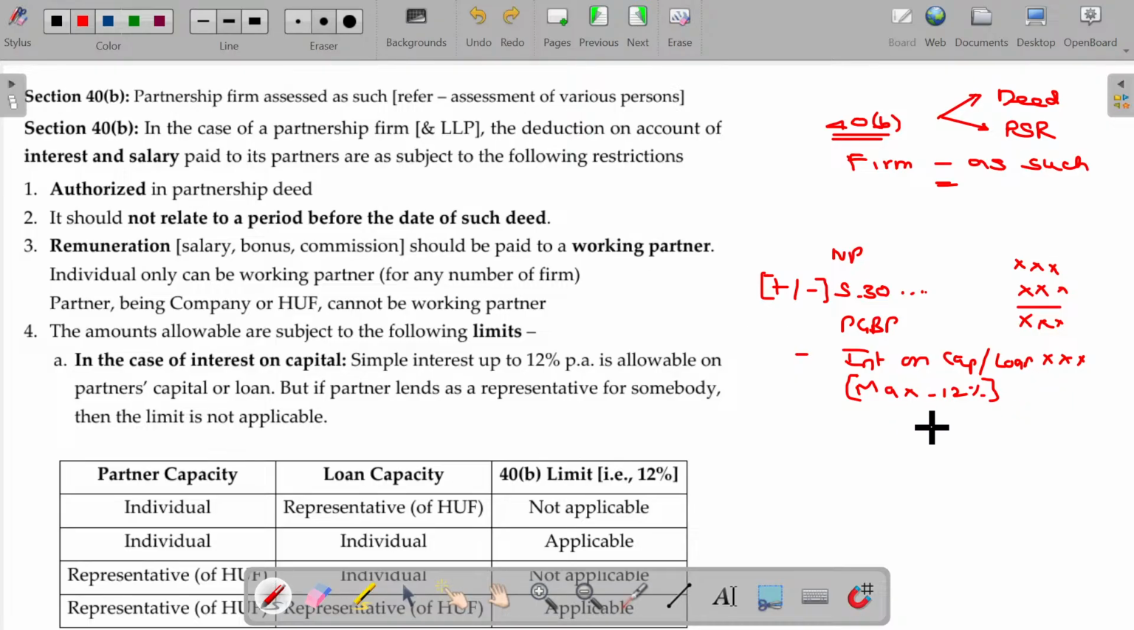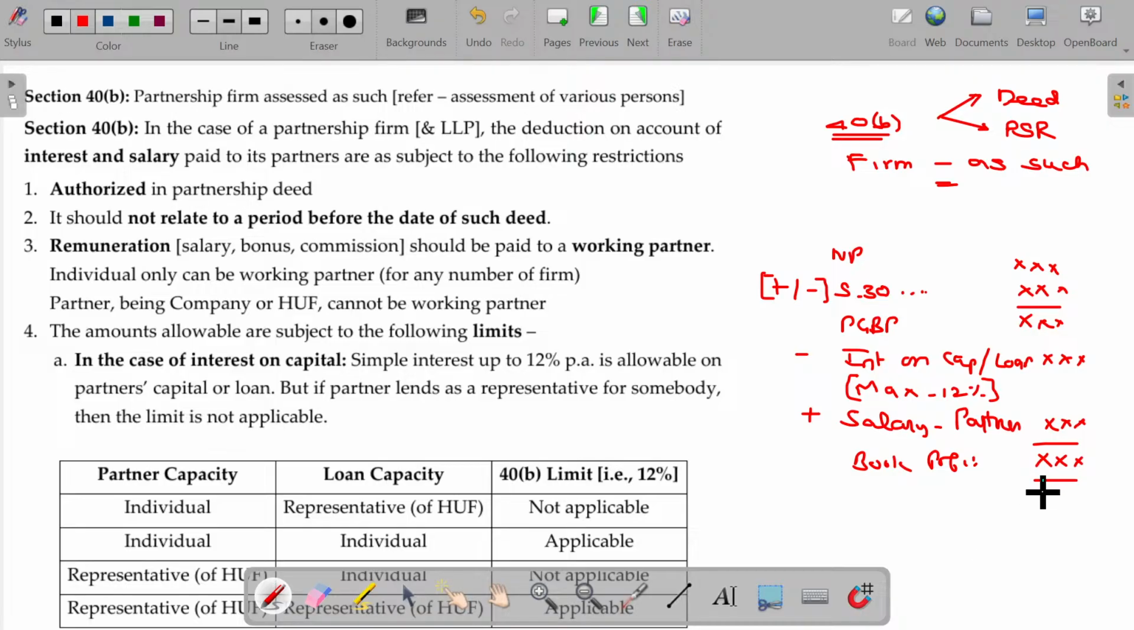And if you have already subtracted the salary of the partners, salary, commission, remuneration, whatever name it may be, for partners, that should not be deducted. Add it back. So after adding that, the value you get is called book profit.